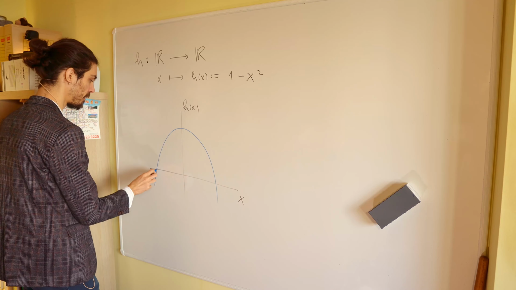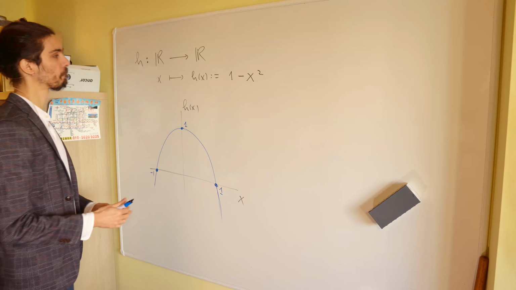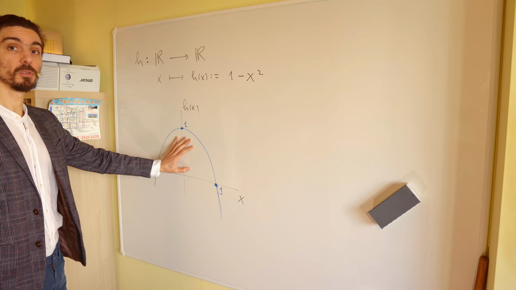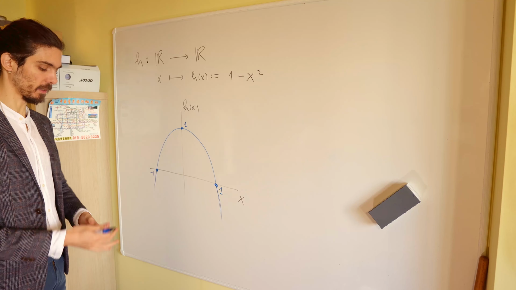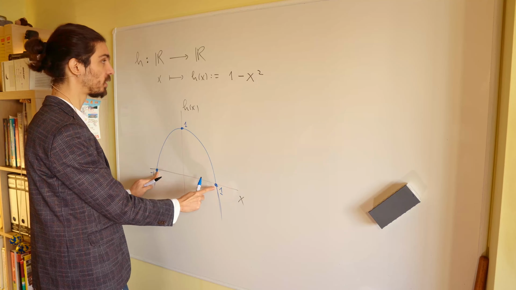This is minus 1, this is 1, and this is also 1. It looks like a mountain. Not a vertical line, so it's a mountain. Can you see? Let's now try to relate this with this information here. What do we see? Well, when x is minus 1 or when x is 1, h is 0. Can you see?